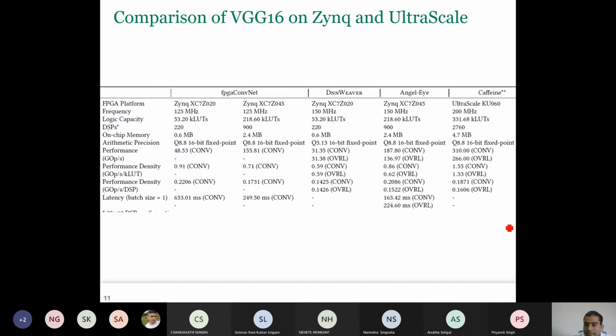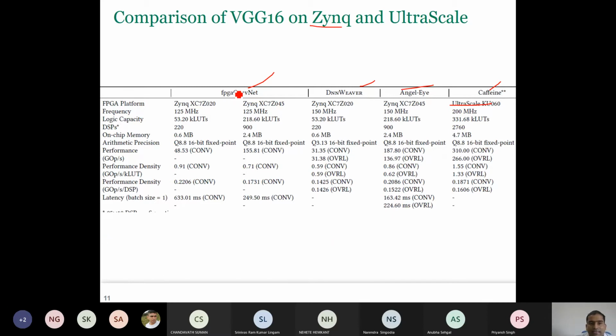Here is a table comparison for VGG16. These are two classes of FPGA: one is a Zynq FPGA, another is an UltraScale FPGA, and these are different research papers. Actually, you don't have to remember them. I'm trying to give some numbers also, apart from the research insights.